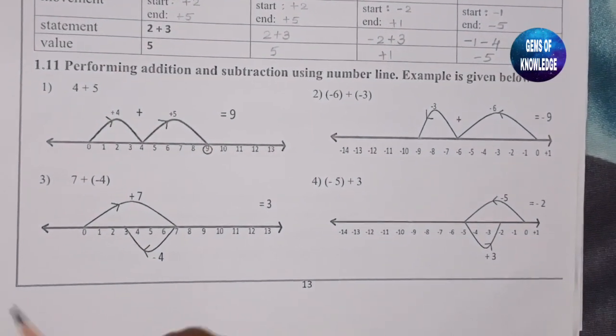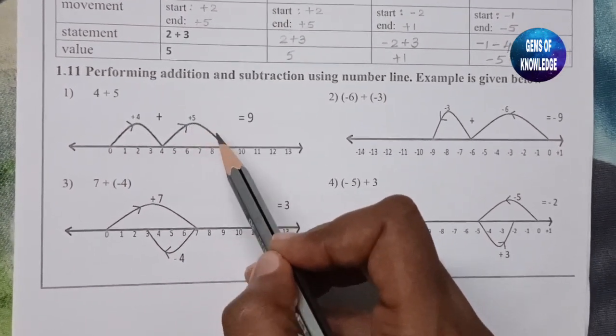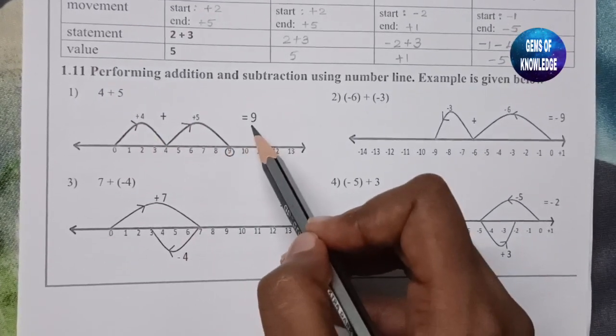The example is given below. So the example is given, this is 0 to 4. Okay, and again it is added. It means plus 4 plus 5. 5 plus 4 will be 9.